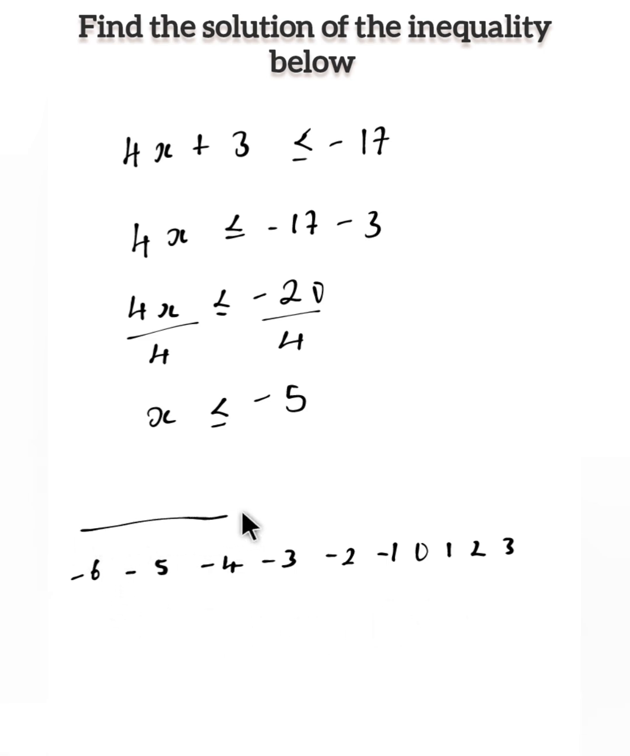Now, which part of this does this set represent? Point minus 5 is our focal point, which is this point here. This is minus 5. And you know that if you draw your circle on it and the equality sign holds, you are going to shade it. Okay, so if x is less or equals to minus 5, we need those numbers that are smaller than minus 5, and it will go in this direction.